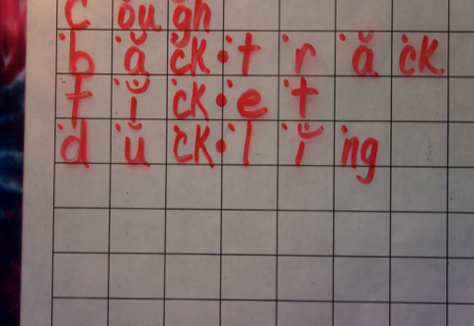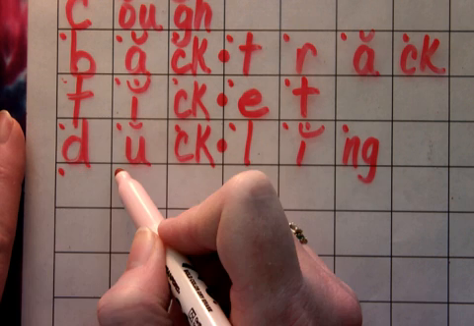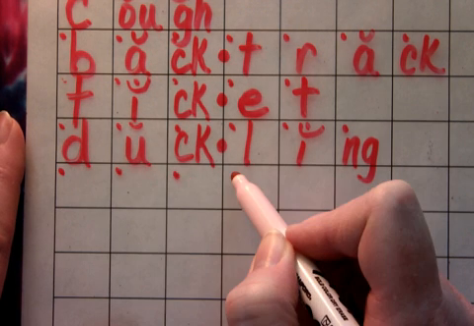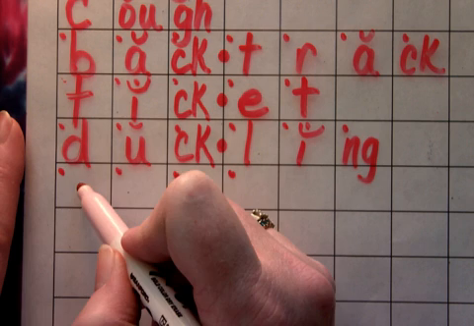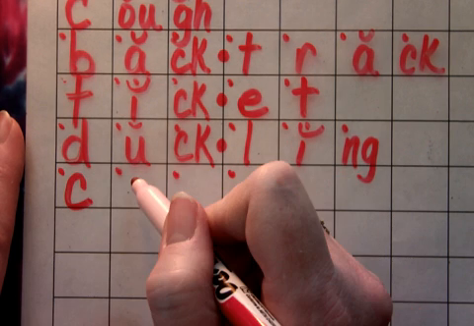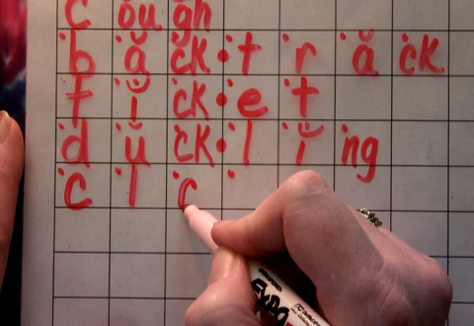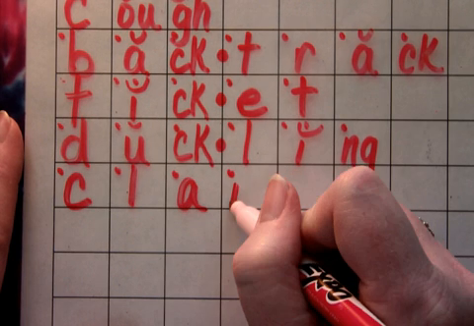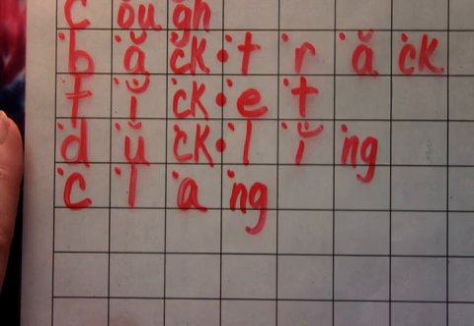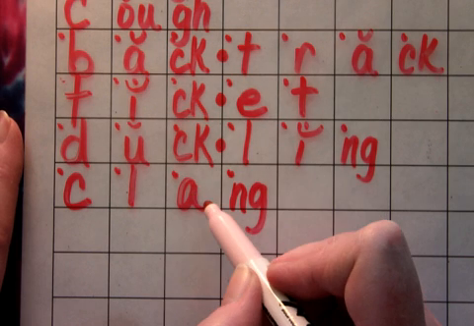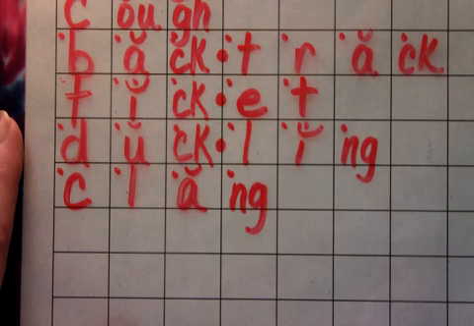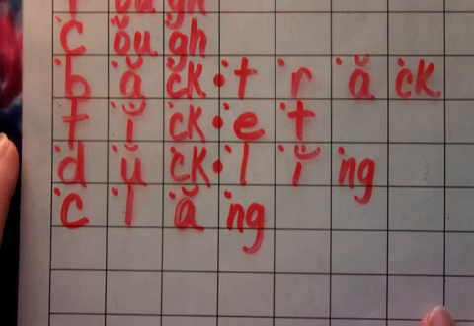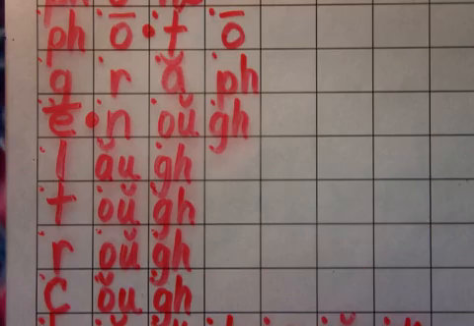And the last word is clang. Do you hear the sound like in ring? Clang. K, l, a, ng. K. Spelled with a C. L. a. It's the NG. Clang. One vowel followed by one or more consonants. It's short. A. Clang. All right. Well, there we go.